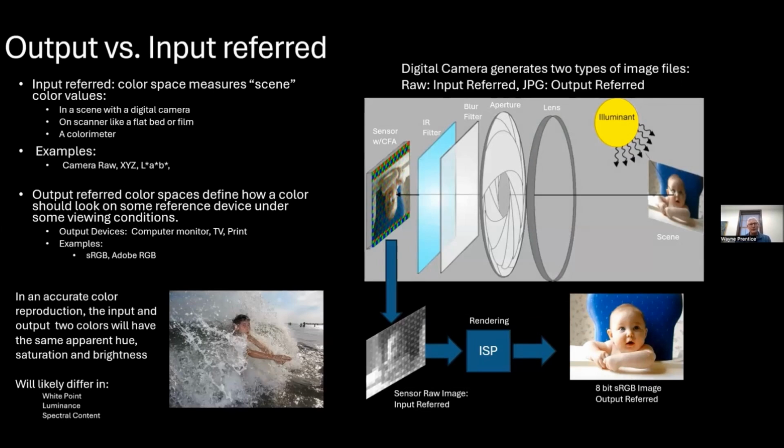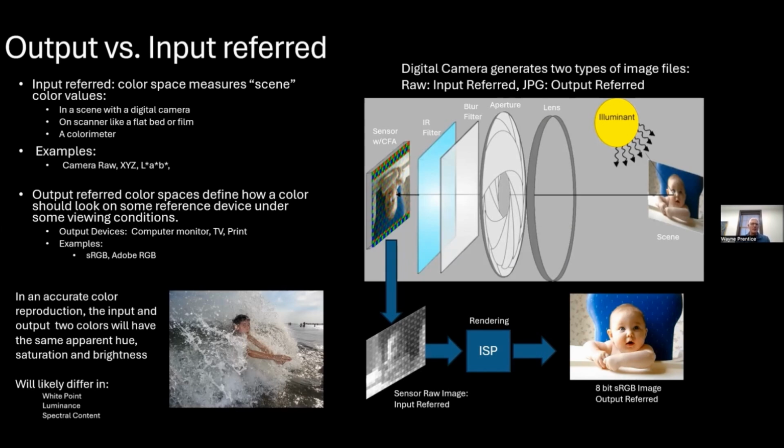First, we talked about sRGB being output referred. Again, that means it describes how it looks. So if it's not output referred, what's input referred? Input referred is a color space which records the actual colors from a scene. An example of that would be a digital camera, a scanner, a flatbed scanner, or a film scanner, or even a colorimeter can measure directly into a color space. Examples of that are camera raw, XYZ, which we'll talk about, and LAB, which we'll talk about later. An output color space would be like sRGB we're talking about right now.